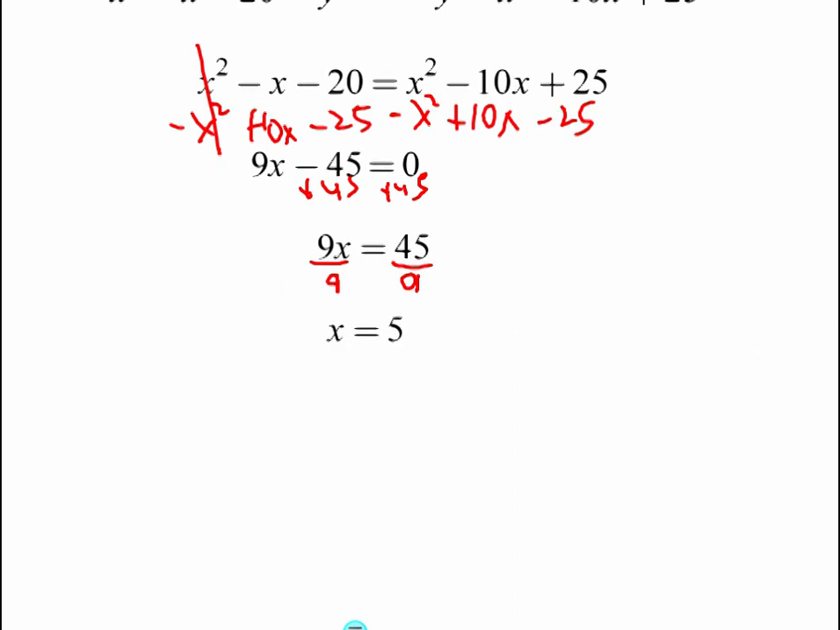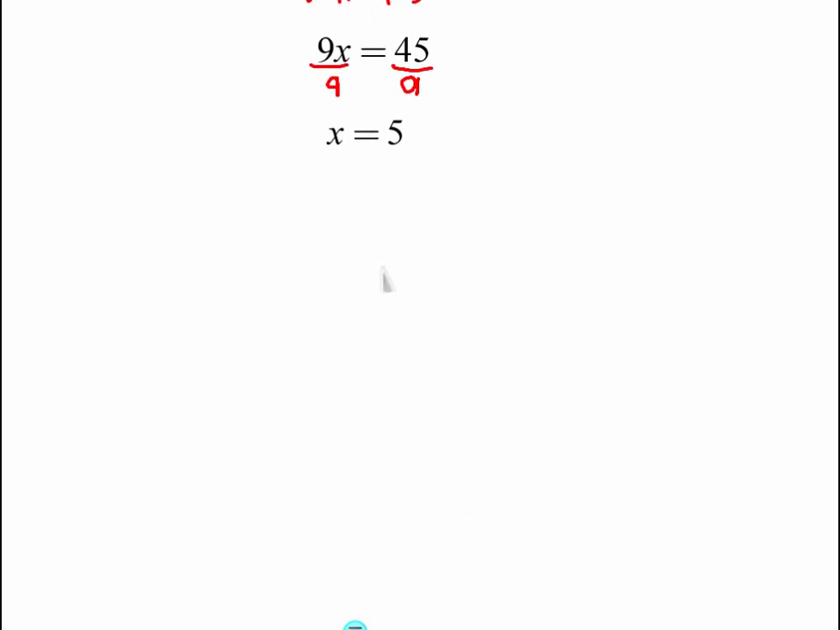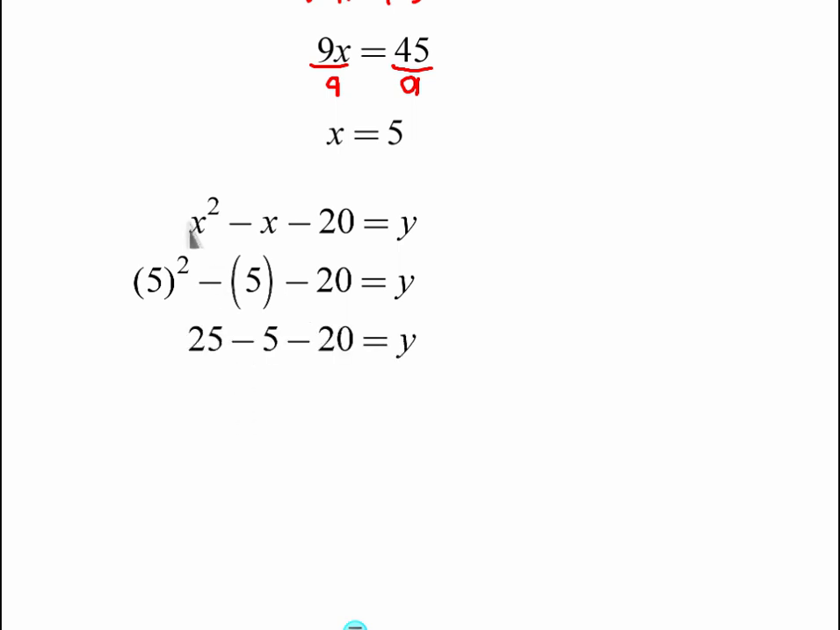So I'm not quite done at this point. Once I know what x is, now I need to figure out y. I'm going to take one of my equations, y equals x squared minus x minus 20, and plug in 5 for x. 5 squared is 25, minus 5, minus 20. 25 minus 5 minus 20 is 0. So my answer ends up being 5, 0.